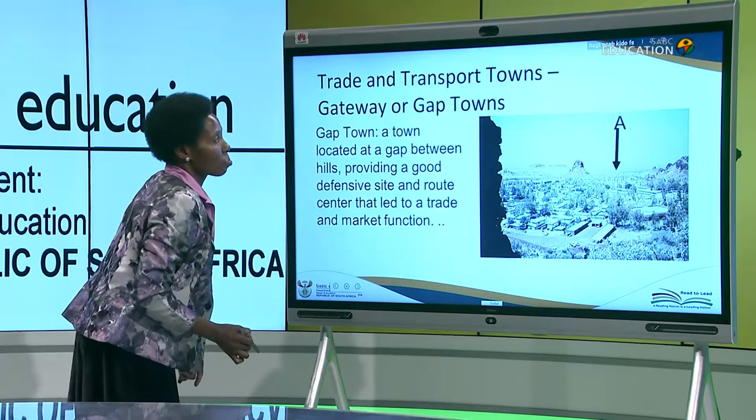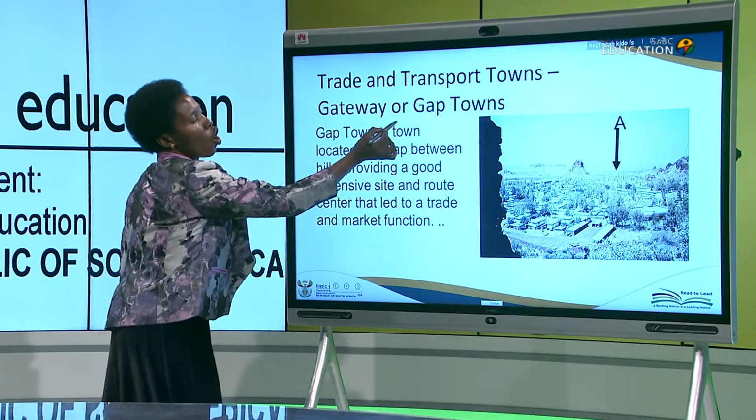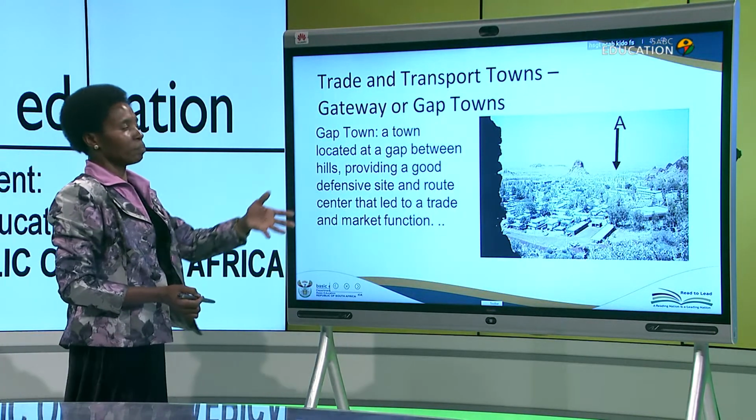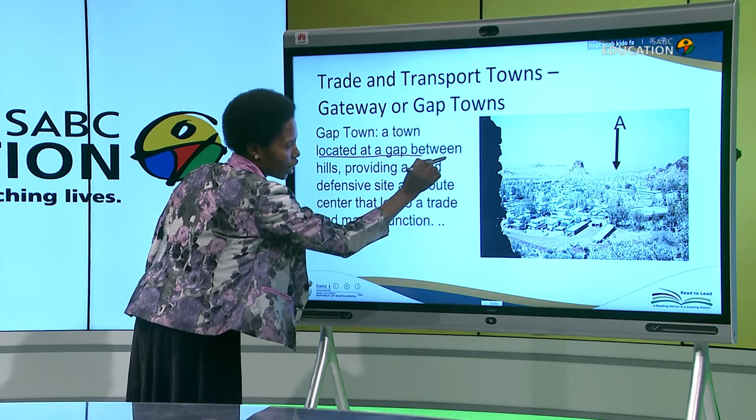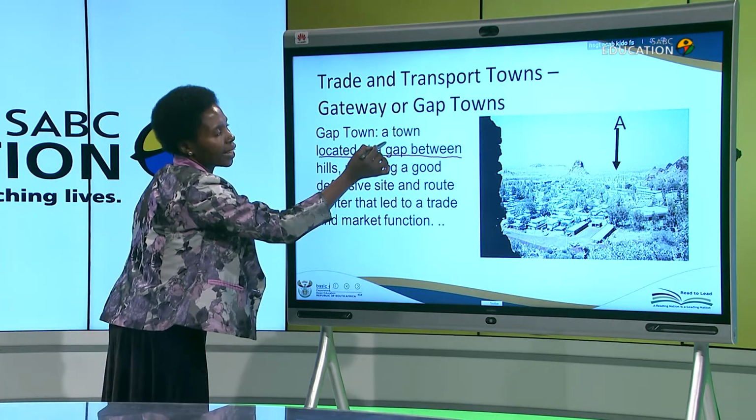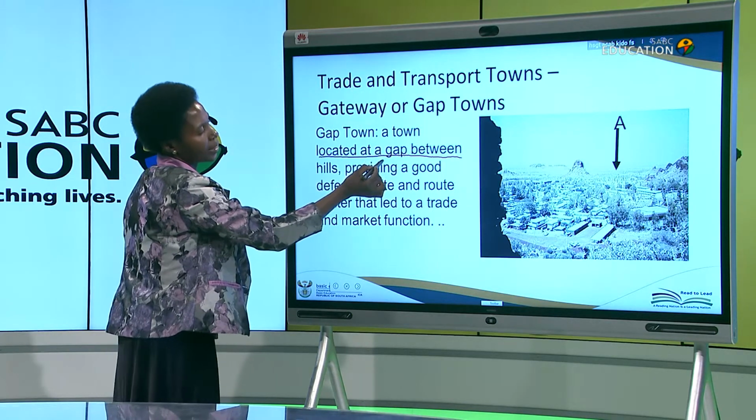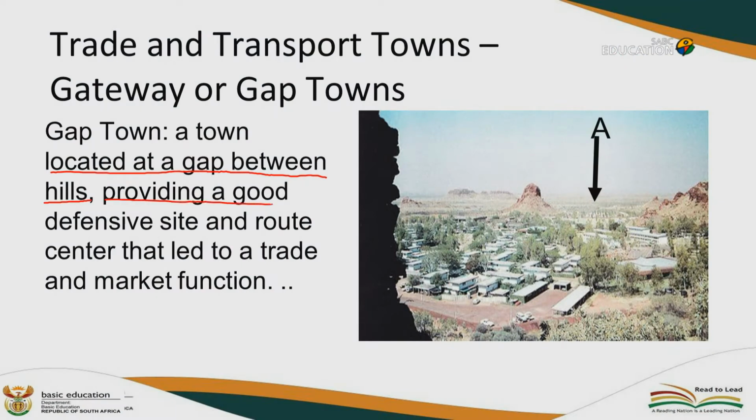Okay, we've got the third one. The third one is a gateway or gap town. When we talk about a gap town, it's very important for you to take note. It's a town that is located at a gap between hills, providing a good defensive site, or we have a road at the center that leads to the trade and market function.